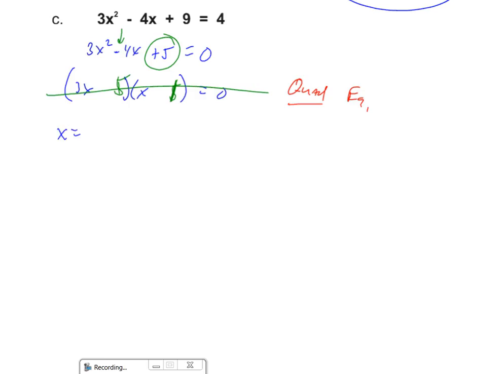x equals negative b. So it's negative a negative 4. Do you agree? Negative from the formula and a negative 4 from the b, so that's a 4. Plus or minus the square root of negative 4 squared is 16, right? Now be careful here. Minus 4 times 3 is a negative 12. A negative 12 times 5 is a negative 60. All over 2a, 2 times 3 is 6.